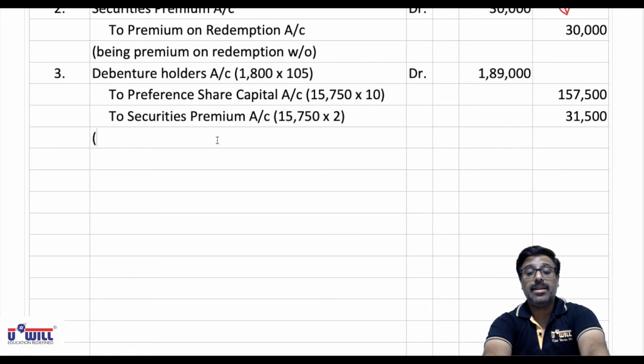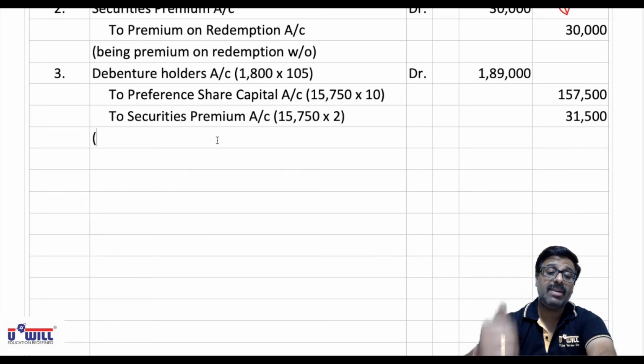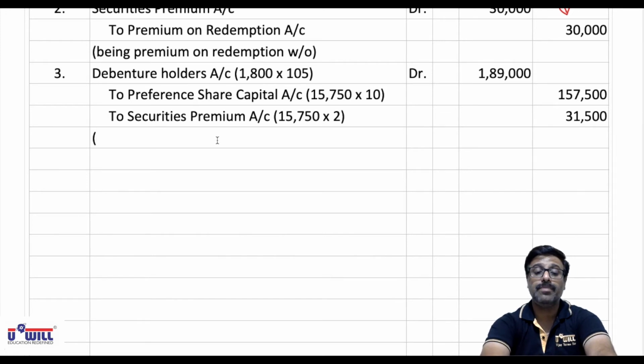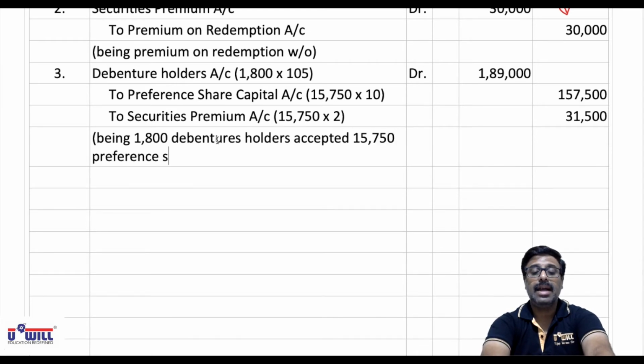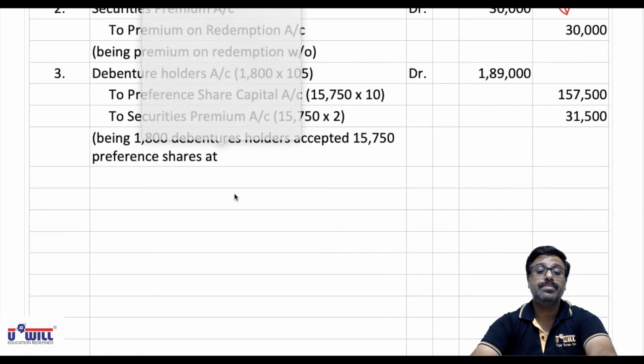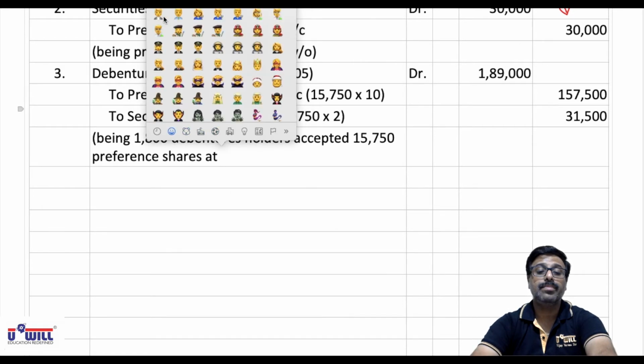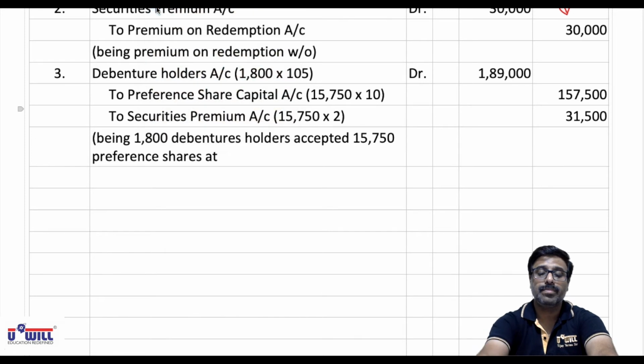So before you pass the entry of giving them any security, first you'll have to make the workings and find how many number of preference shares or debentures are to be issued. Being 1800 debenture holders accepted 15,750 preference shares at rupees 2 premium. Okay, at rupees 2 premium. So this entry is done.